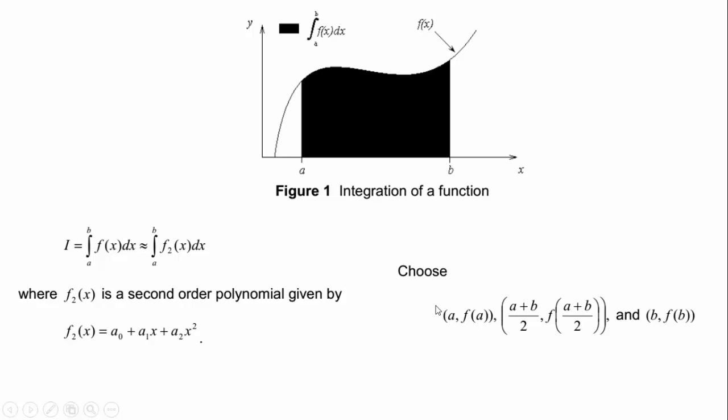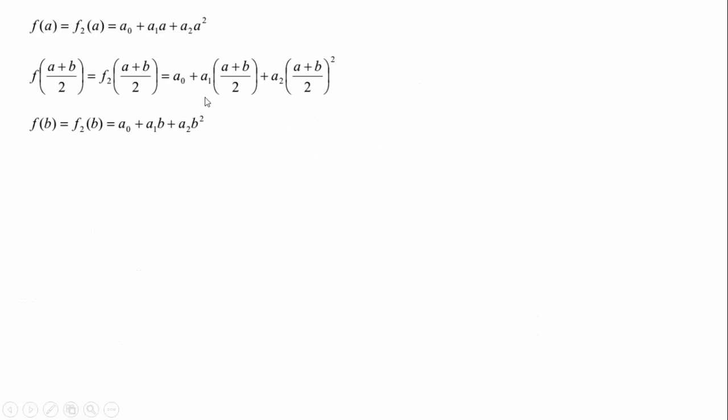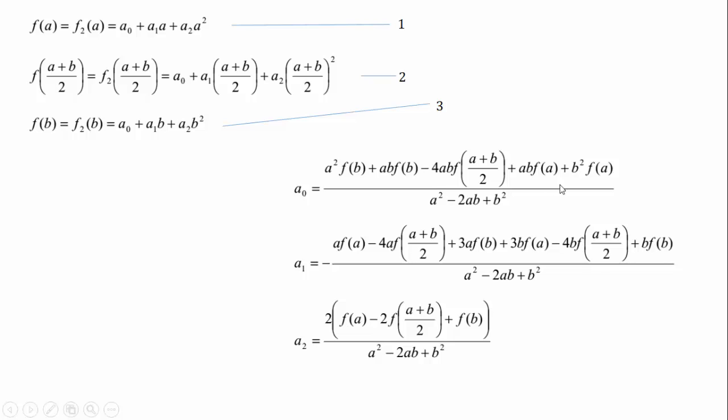By substituting these values into the first equation here, we will get something like this, with three equations and three unknowns. Here we have three equations, and a0, a1, and a2 are the three unknowns. By making the unknowns the subject of the equation, we will get something like this. Now we can solve these equations and find our unknowns here.